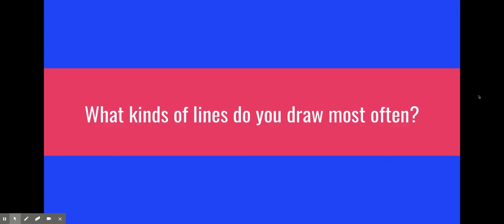Lastly, what kind of lines do you draw most often? Now that you know the different types of lines, go ahead and use the correct vocabulary when you're talking about how you're drawing.